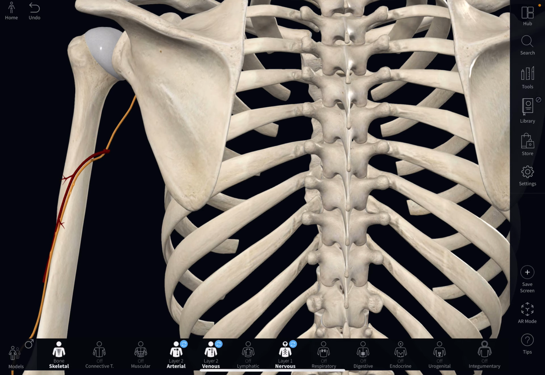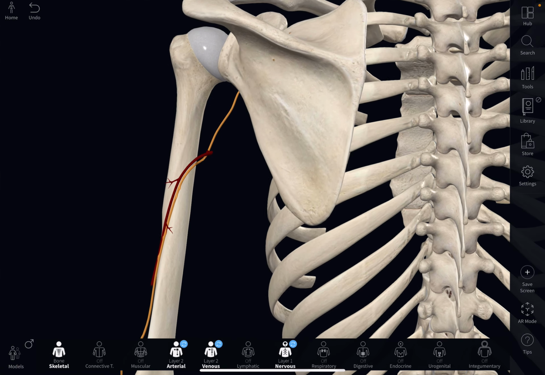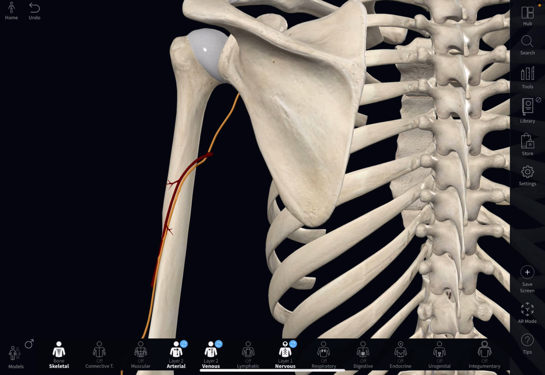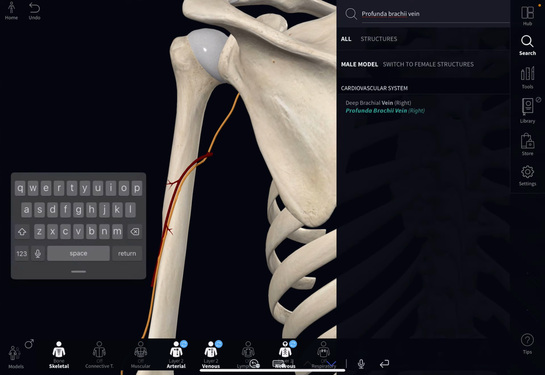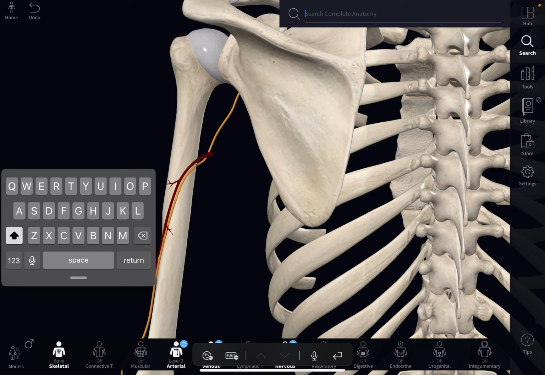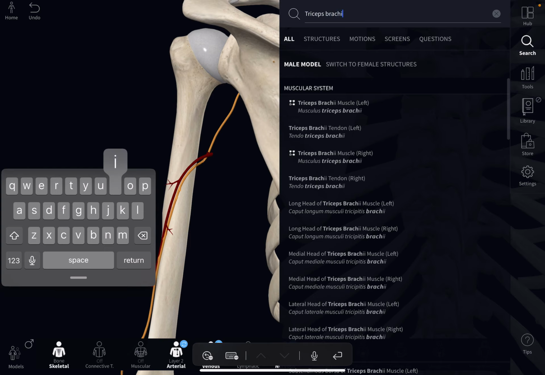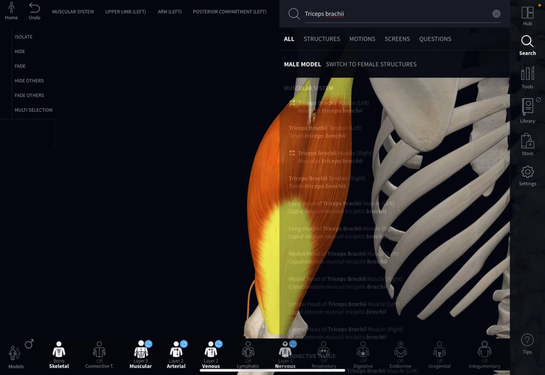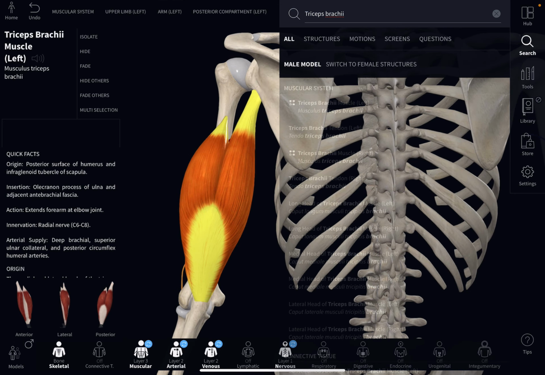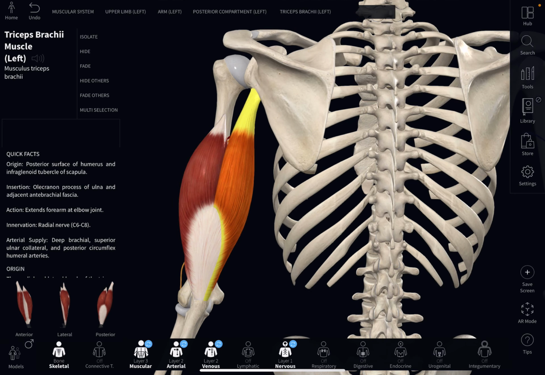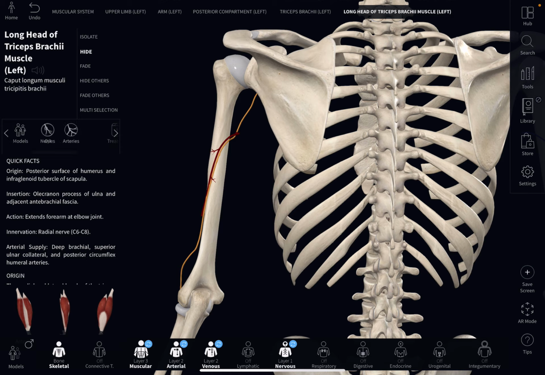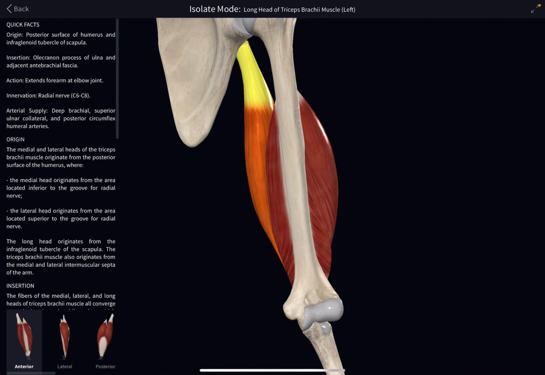Now, above the spiral groove, we have the origin of the lateral head of the triceps brachii muscle. Below the spiral groove, we have the origin of the medial head of the triceps brachii muscle. Now let us add the triceps brachii muscle here on the left side. Look at this, the triceps brachii muscle. It has a long head, a medial head, and a lateral head. This one is the long head. Let's hide the long head of the triceps brachii. When you hide it, the entire muscle disappeared.